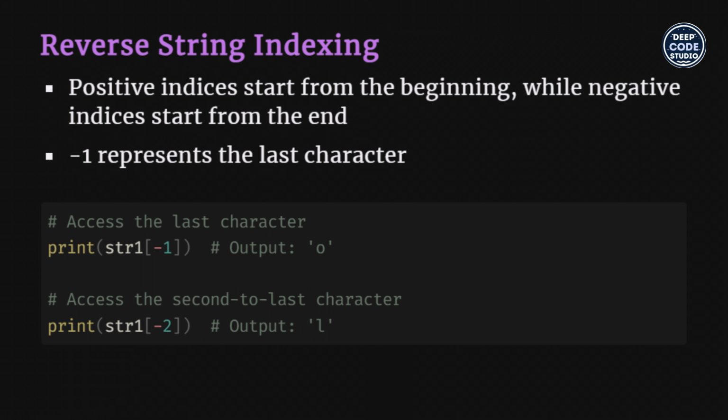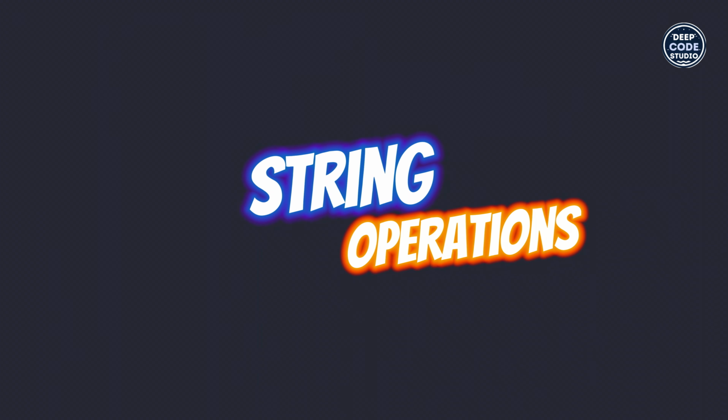But remember, positive indices start from the beginning of the string and negative indices start from the end of the string. Second point, positive indices start from 0, but negative indices start from -1. And now about how to manipulate strings.